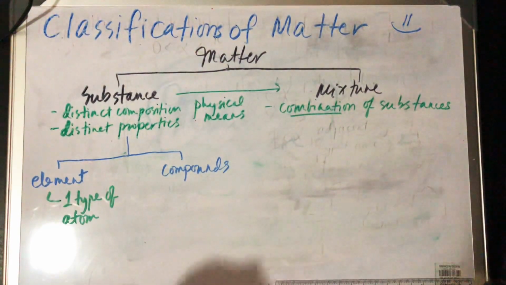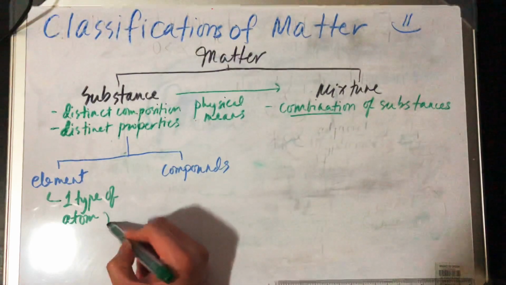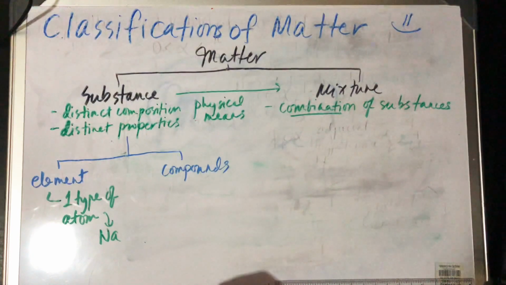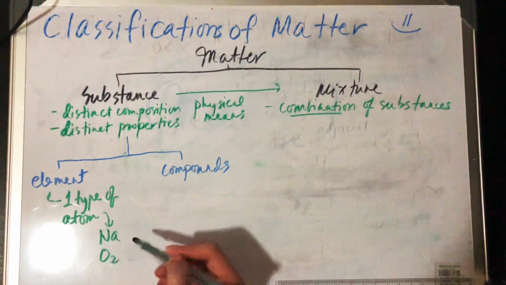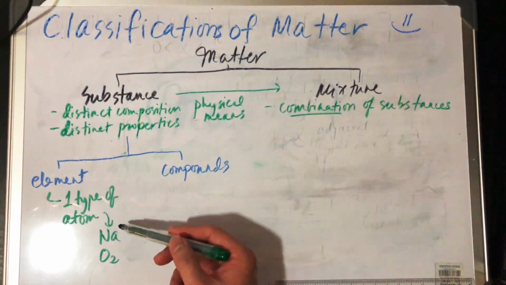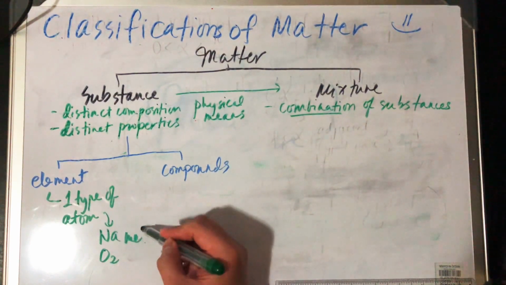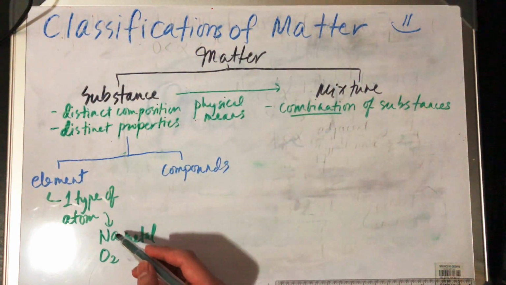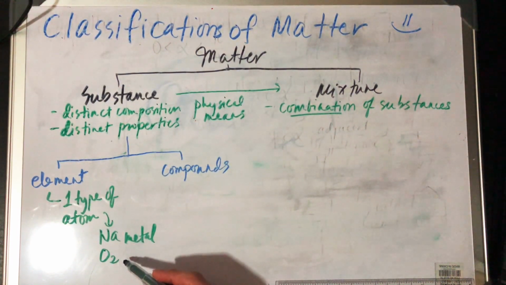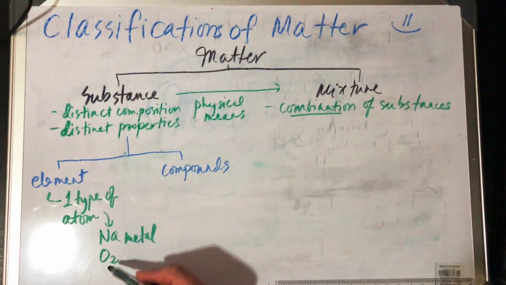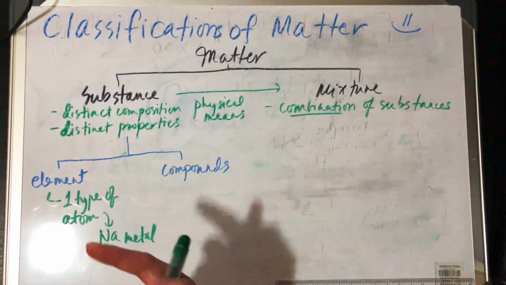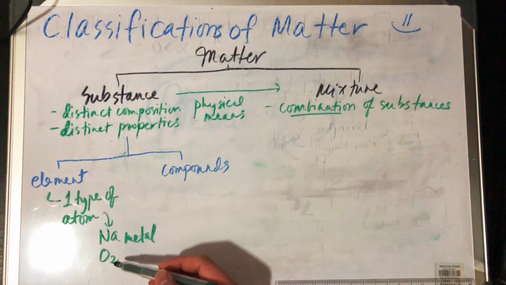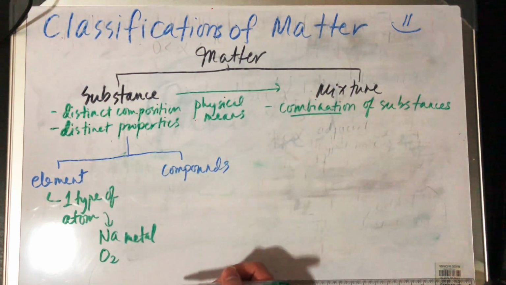For example, we can have sodium metal, and we can also have oxygen gas. As you can see, in sodium metal I have only one type of atom, which is sodium. For oxygen gas, although I have two atoms here, I only have one type of atom, which is the oxygen atom. So that is an element.